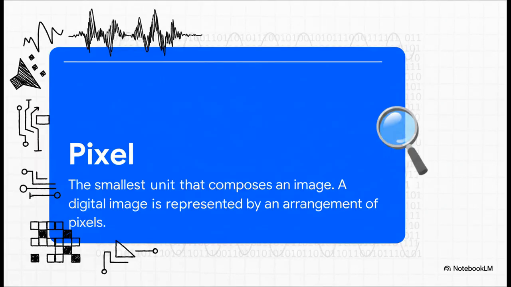Now let's talk images. The fundamental building block for any digital picture is the pixel. If you zoom in really, really close on any photo on your screen, you'll eventually see that it's just a giant grid of tiny, single-colored squares. Each one of those little squares is a pixel.